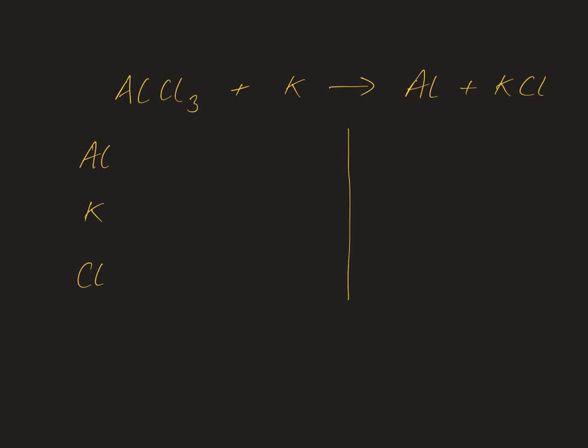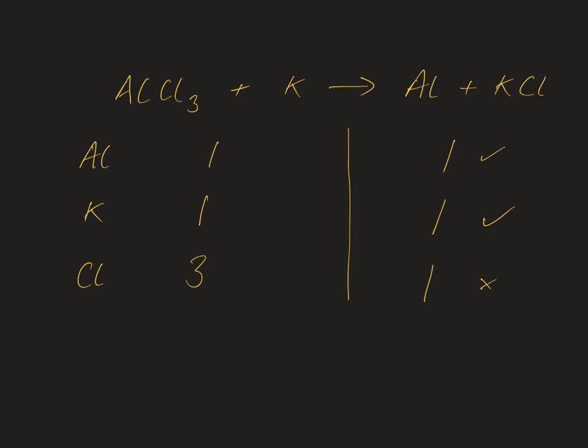So on the left hand side we have 1 aluminium, and on the right hand side we have 1 aluminium. For potassium on the left, there is 1. Potassium on the right, there is 1. Chlorine on the left, there are 3 chloride ions, and 1 chloride ion on the right. So okay, we're balanced for aluminium and we're balanced for potassium, but we're not balanced for chlorine.